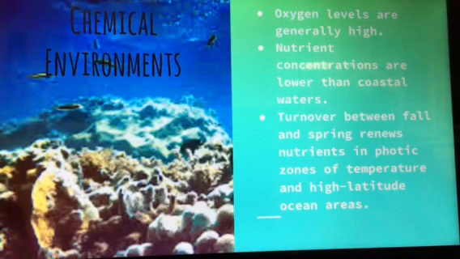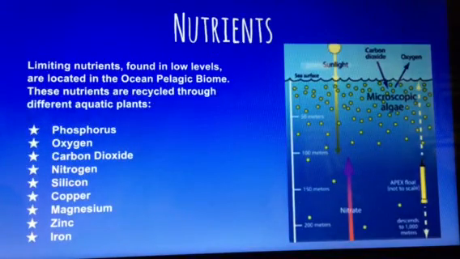When the seasons change from fall to spring, the nutrients are renewed in photic zones of temperate and high latitude areas. There are high levels of oxygen, but other nutrient concentrations are low. The limiting nutrients located in the biome are recycled through aquatic plants. The nutrients found in small amounts include phosphorus, oxygen, carbon dioxide, nitrogen, silicon, copper, magnesium, zinc, and iron.